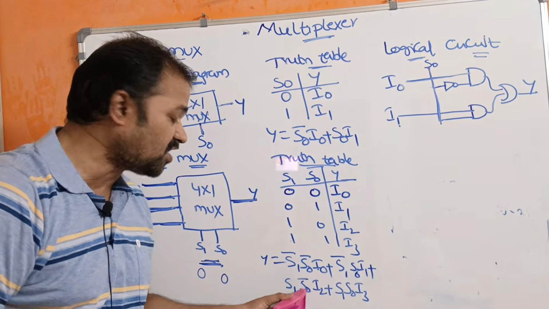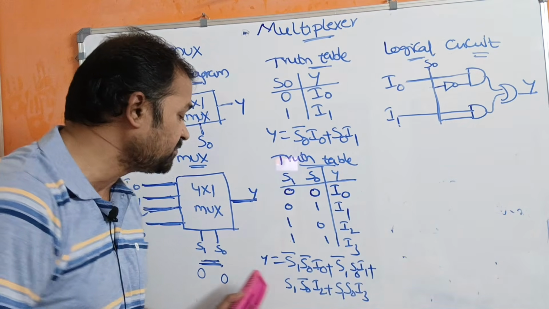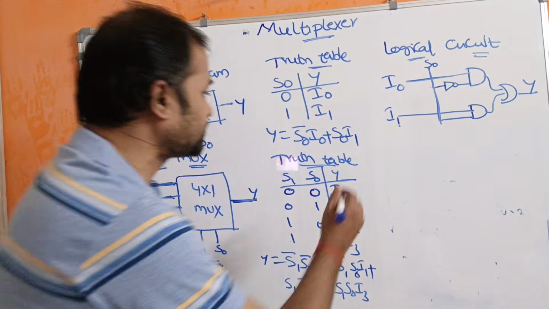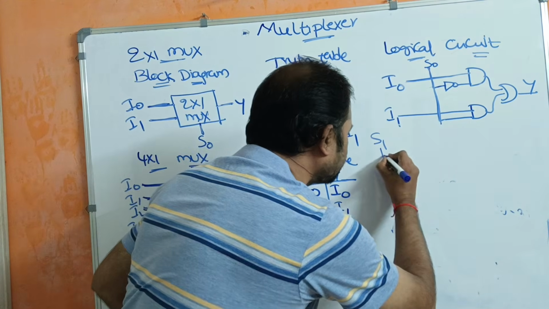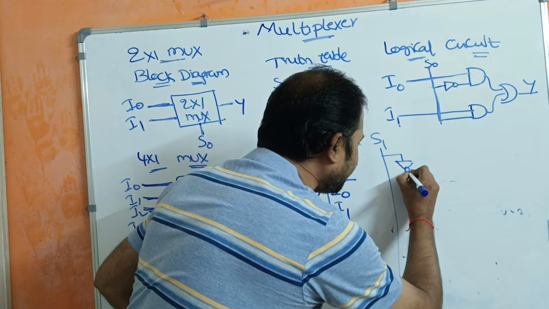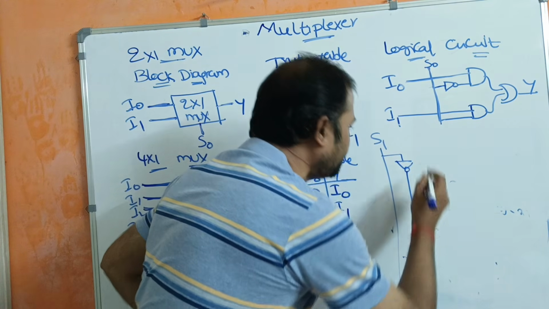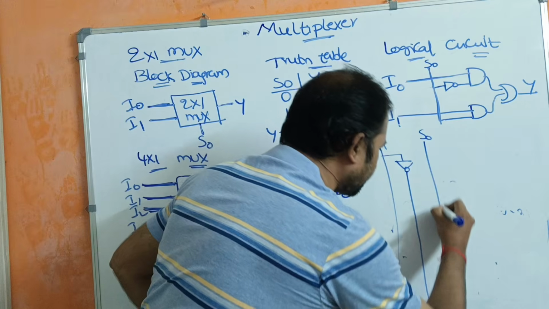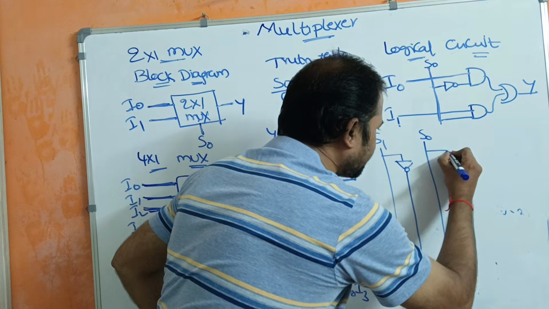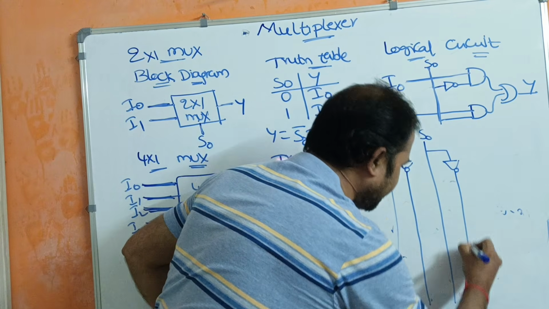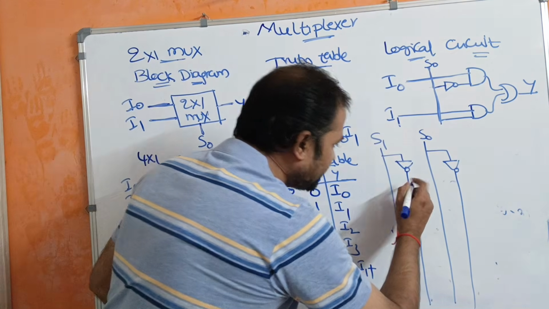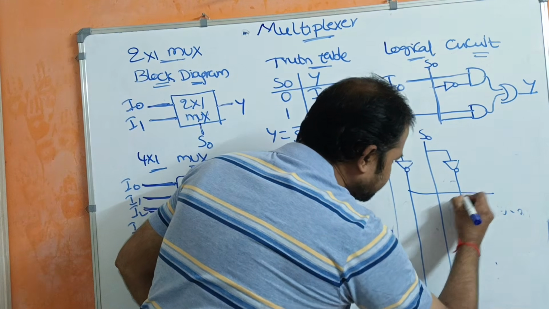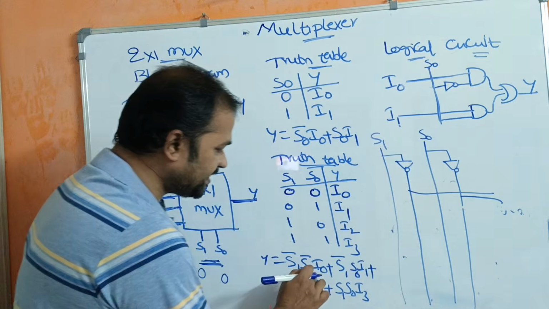Now let us draw the logical circuit for the 4 by 1 multiplexer. Here we have three inputs. S1 is the first input, and we have its complement also. To get S1 bar, let us use this line. Next S0, and for S0 bar use this line. Next, what is the first term? S1 bar S0 bar. S1 bar means this line, and S0 bar means this line.